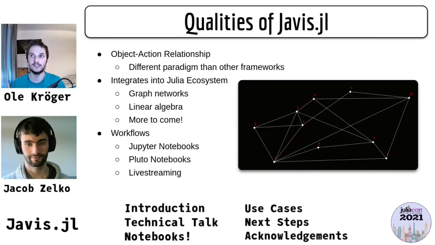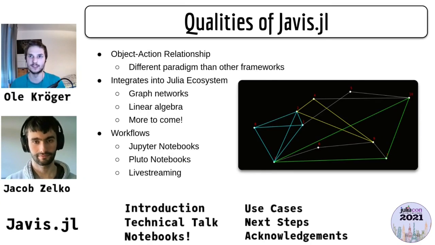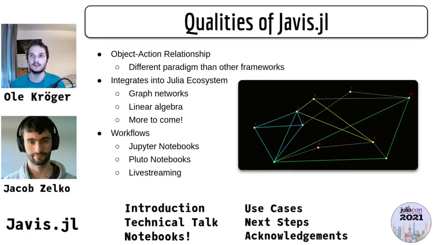And now to the qualities of Javis. As you have seen before, Javis has a different paradigm than the other 2 frameworks, with this object and action relationship. And as it is written in Julia, it integrates very well into the Julia ecosystem. On the right-hand side, you can see a graph animation, and we also want to provide more animations for linear algebra, physics, and more. And now Jacob will tell you more about workflows for Javis, ranging from notebooks to streaming.